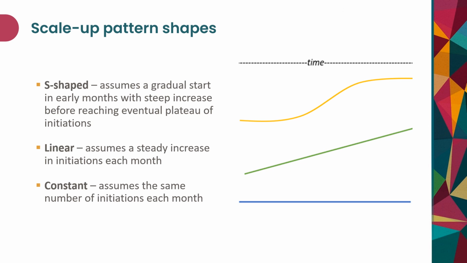The constant pattern assumes the same number of initiations each month. This pattern is appropriate when your program has already scaled up and you do not anticipate an increase in PrEP initiations over the target setting period, although you can still increase coverage with a constant scale-up.